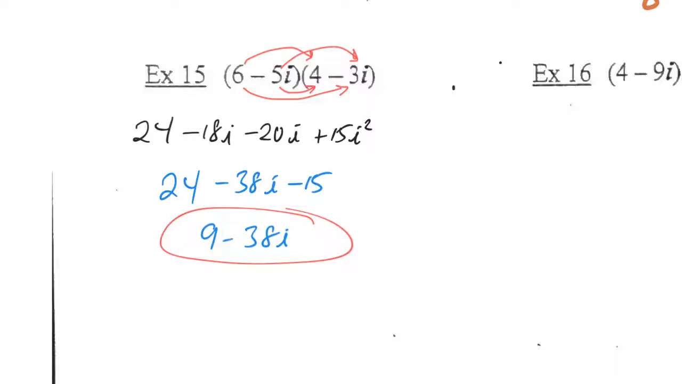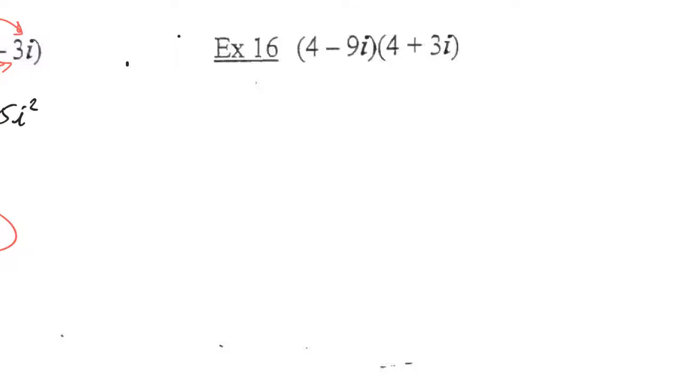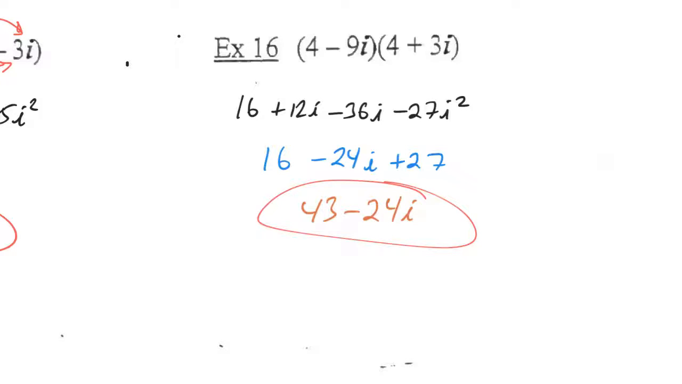All right, I do want to try one more. So let's take a look at example number 16. Again, please pause the video and come back once you have completed the problem. Okay, if you got 43 minus 24i, good job, you got it right. Again, if you didn't, look at that first line, 16 plus 12i minus 36i minus 27i squared. So if you didn't get that, go back and look at how you're FOILing, make sure that you do that part correctly. 12i and the negative 36i become a negative 24i. The negative 27i squared becomes a positive 27.